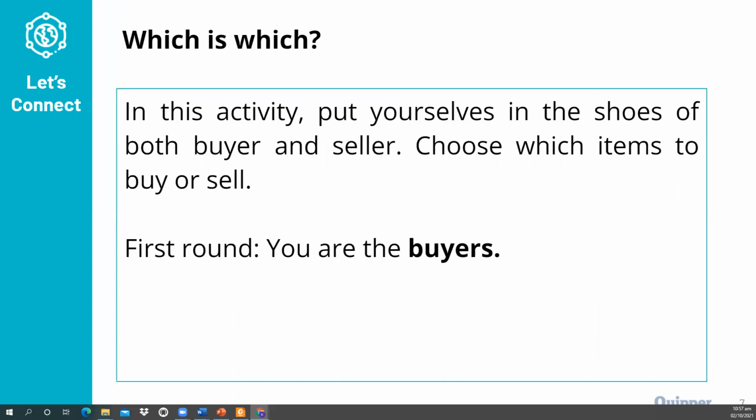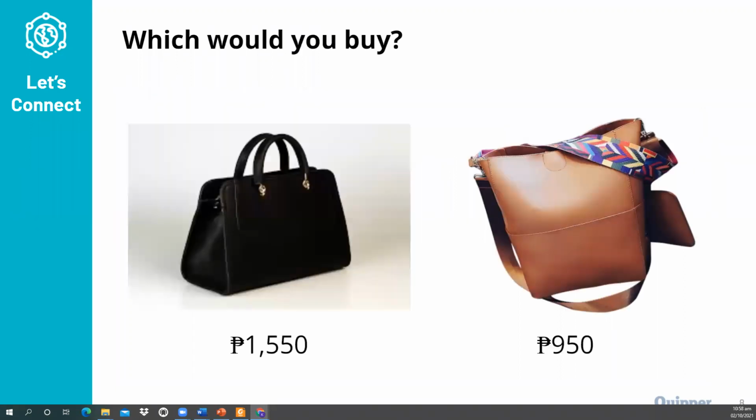Okay, so we can have this activity. I think you can just type in the chat box. So in this activity, let us put ourselves in the shoes of both buyer and seller. And then we just choose which item are we going to buy or sell. So for the first round, we should act as the buyer. So, ayan, yung left side, letter A, and then yung right side, letter B. So, just type in the chat box kung ano yung pipiliin natin. Okay, so for this one, sa bag, ano yung pipiliin natin? A or B?